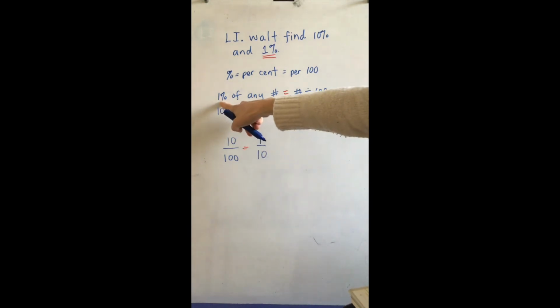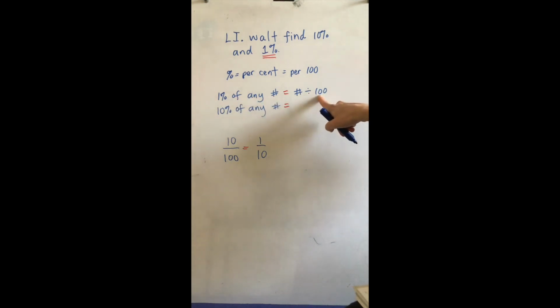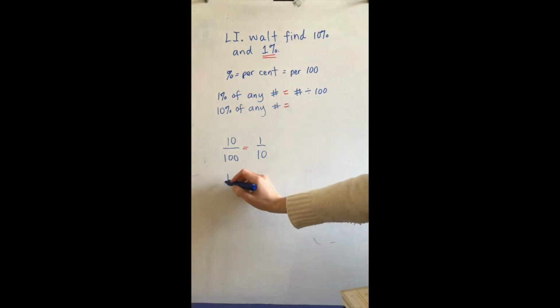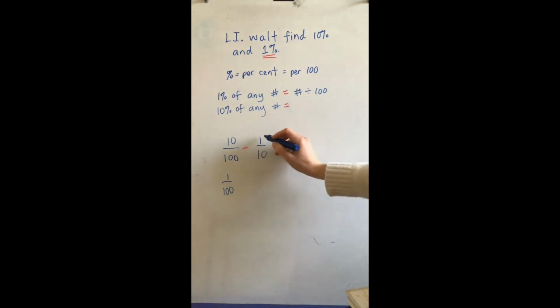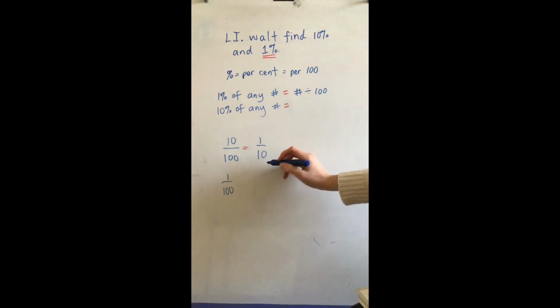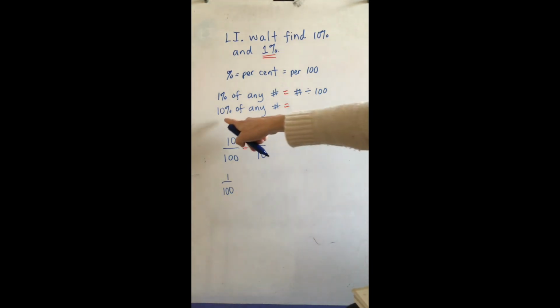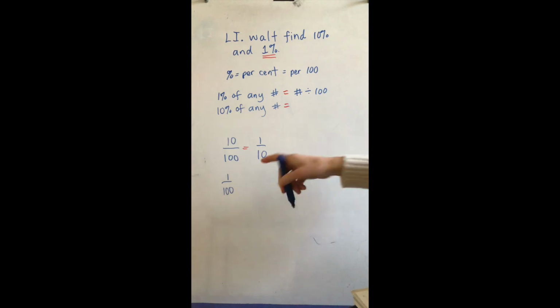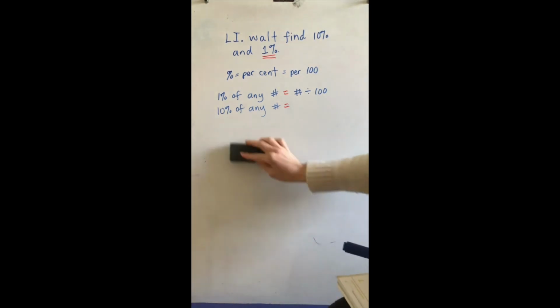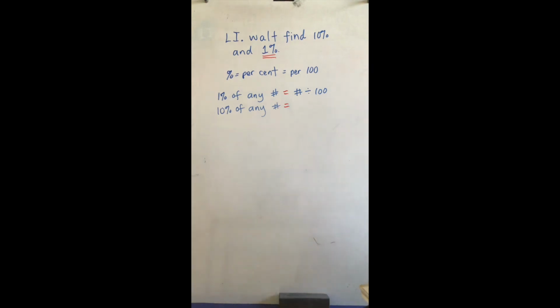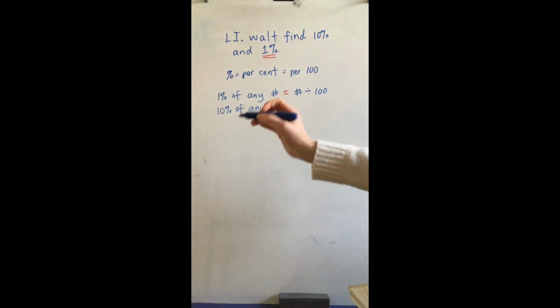When I wanted to find 1%, I divided by 100 because it was 1 over 100. But now we've got 1 over 10. So you've guessed it. To find 10% of any number, we just divide by 10. So I've ended up with, let's put that in green.